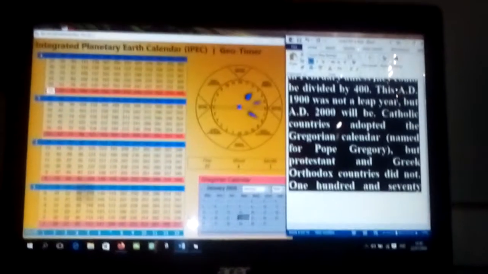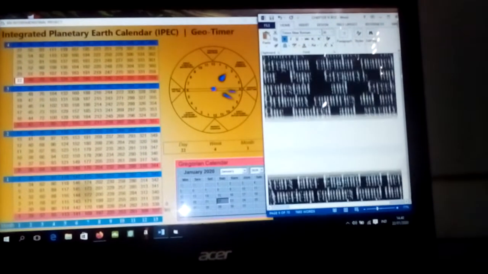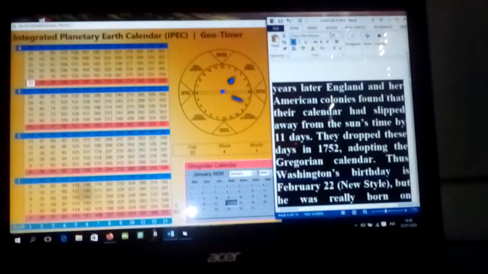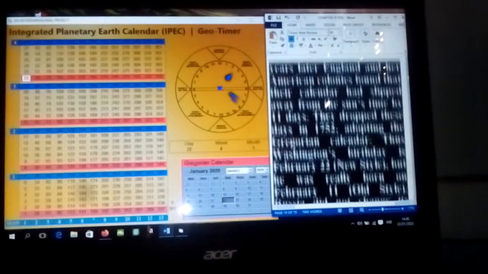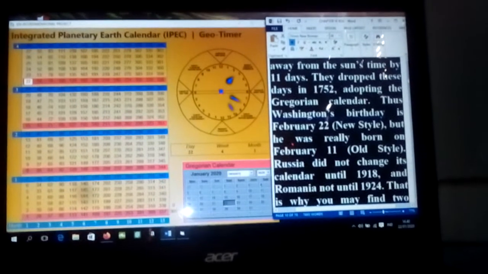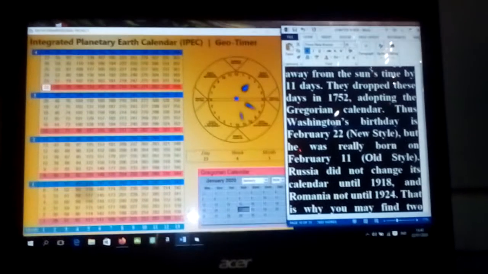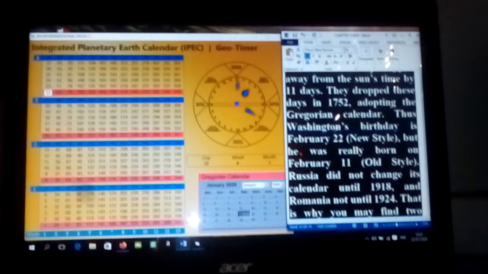Catholic countries adopted the Gregorian calendar, named for Pope Gregory, but Protestant and Greek Orthodox countries did not. 170 years later, England and her American colonies found that their calendar had slipped away from the sun's time by 11 days. They dropped these days in 1752, adopting the Gregorian calendar. Thus, Washington's birthday is February 22, New Style, but he was really born on February 11, Old Style.